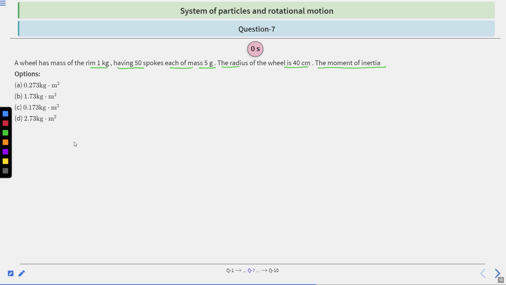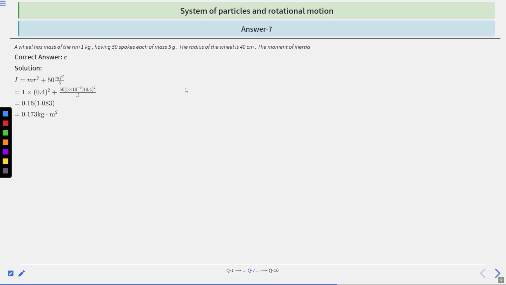Let's find the solution. According to the question, a wheel has a rim of mass 1 kg and 50 spokes, each of mass 5 gram. The radius of the wheel is 40 centimeter. So the solution is I equal to MR square plus 50 m l square divided by 3. This is the main equation.